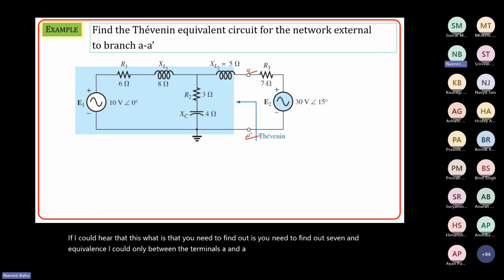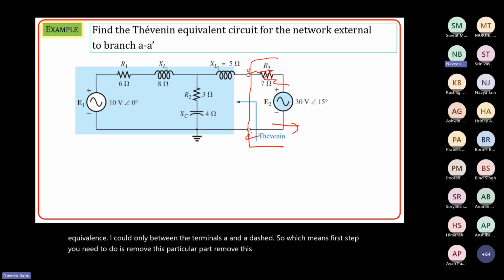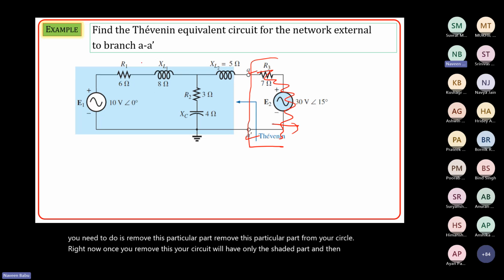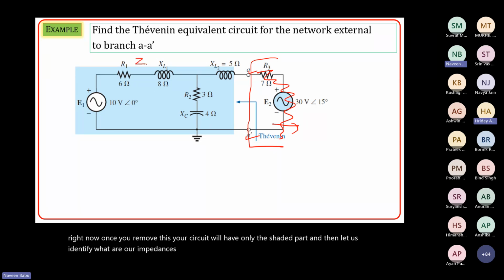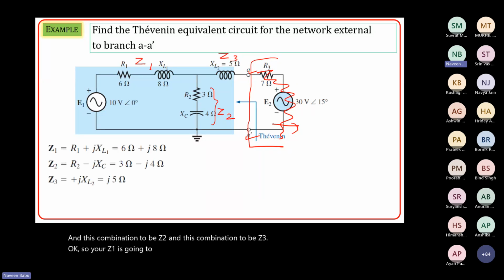So which means the first step you need to do is remove this particular part from your circuit, right? Now, once you remove this, your circuit will have only the shaded part. And then let us identify what our impedances are. Let us identify this to be Z1, this combination to be Z2, and this combination to be Z3. So your Z1 is going to be R1 plus jXL1, Z2 is going to be R2 minus jXC2, and Z3 is plus jXL2.